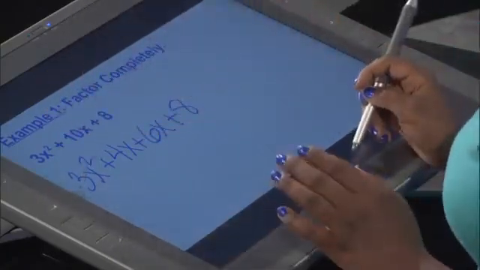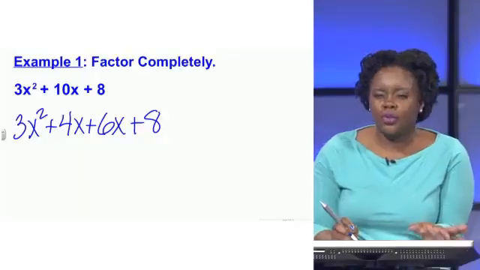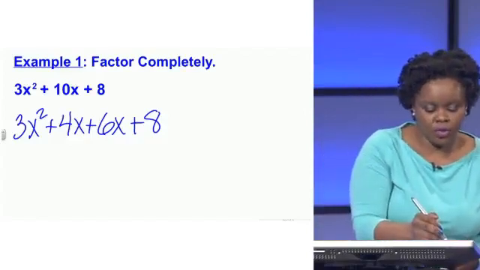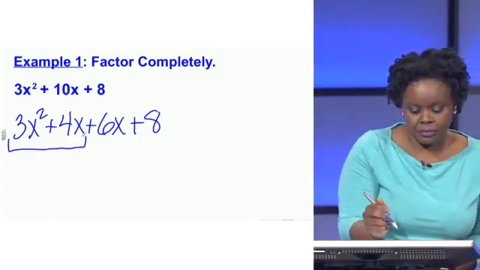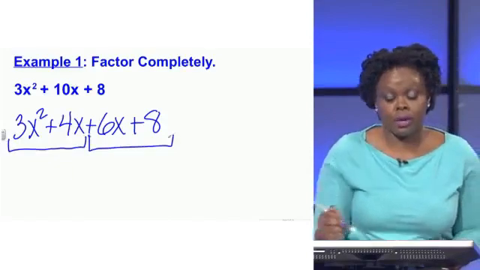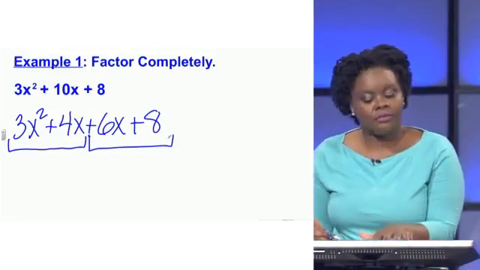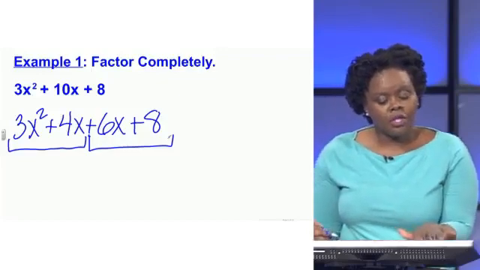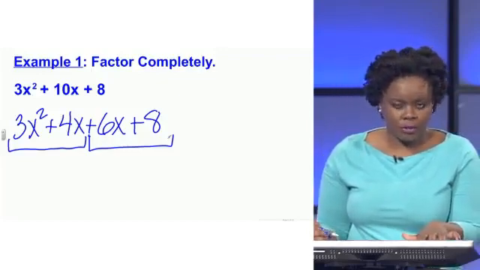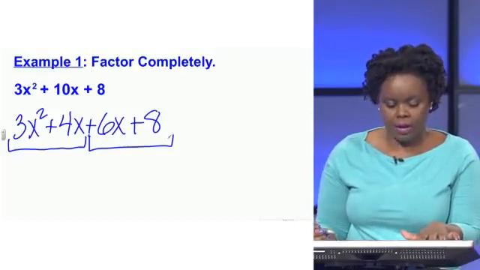So now what we do is we look at this like it's two different binomials. We have this first group right here, and then we have the second group right here. We're going to factor this first group, and then we're going to factor the second group. You remember when we factored binomials, we were looking for our greatest common factor, right?